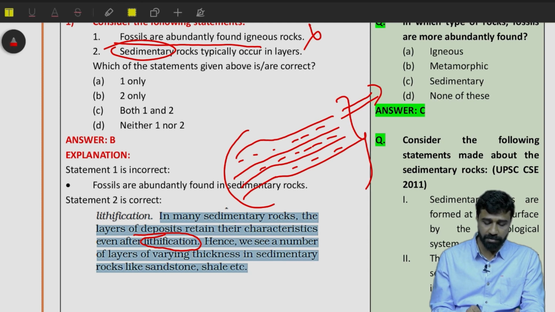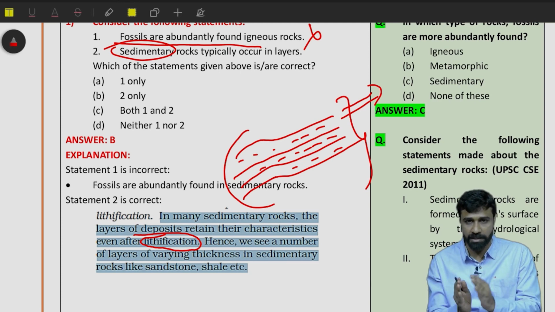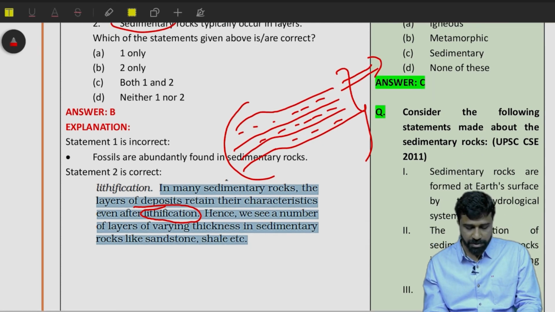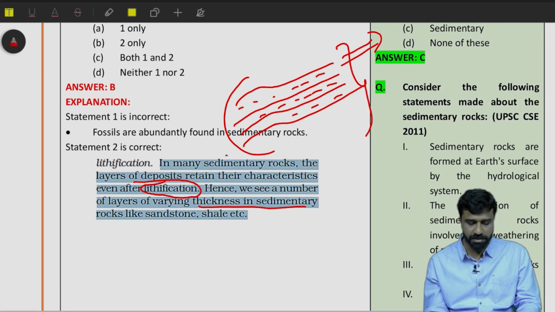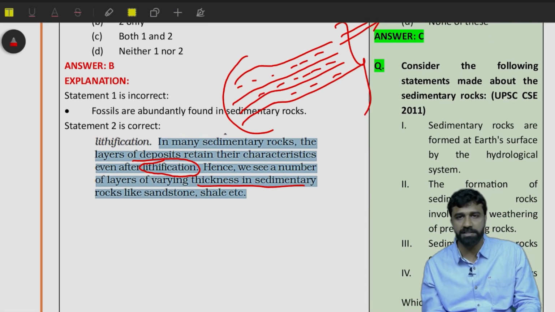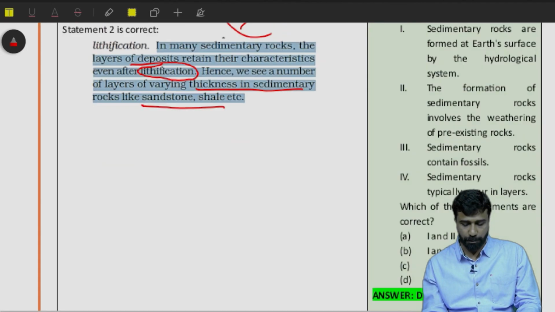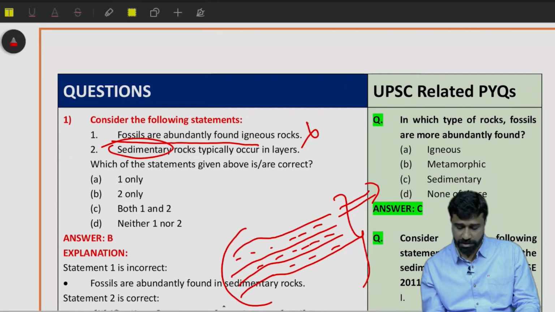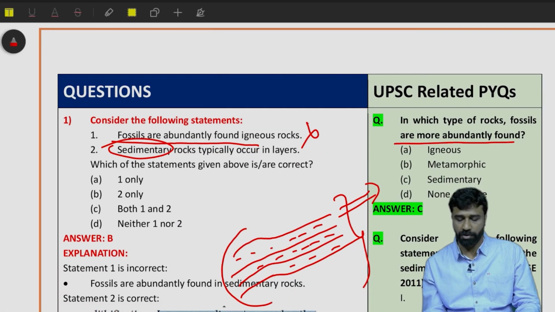Even after this lithification, the sedimentary rocks have the characteristic to retain the fossils underneath these layers, right? We see a number of such layers, and you find a lot of thickness in these sedimentary rocks which can form various non-metallic objects such as sandstone and shale. And these are various previous year questions associated with it. The question is about fossils being abundantly found in sedimentary rocks. Just now we have discussed.